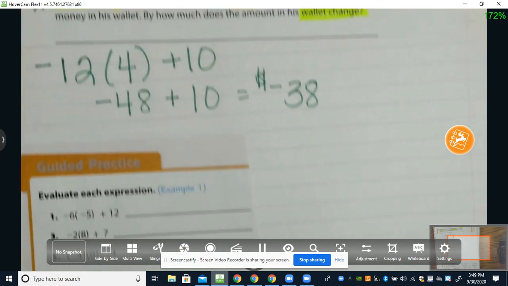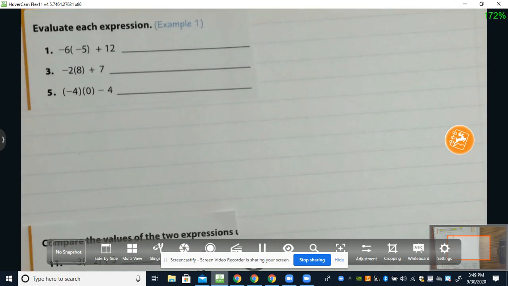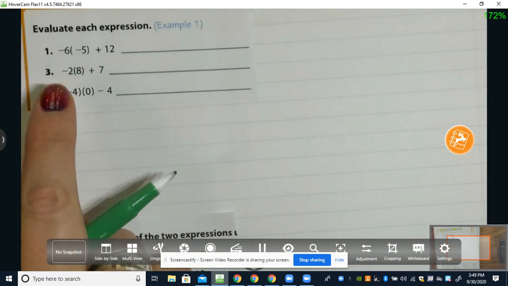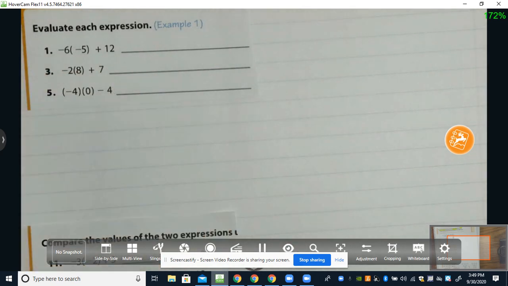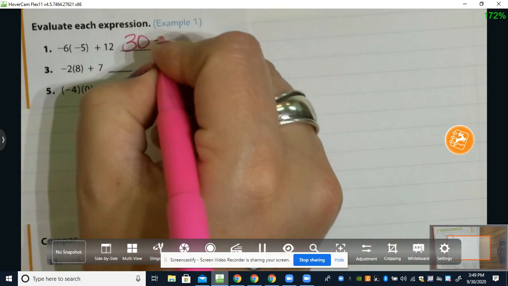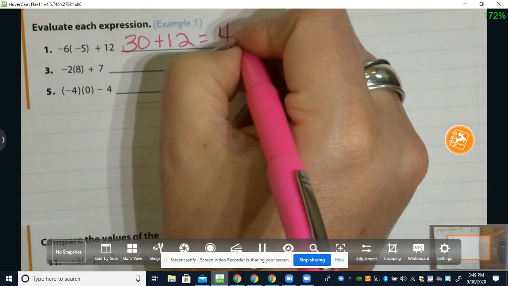Now, let's go to some of the guided practice on 1, 3, and 5. Just these computations. I will let you know you have a couple like this maybe on your test, and it will say which expression is equivalent, meaning which equation or expression is the same as one another. So you have to work them out. So here I have negative 6 times negative 5, which gives me a positive 30, plus 12, because I'm just bringing that in, which gives me a positive 42.